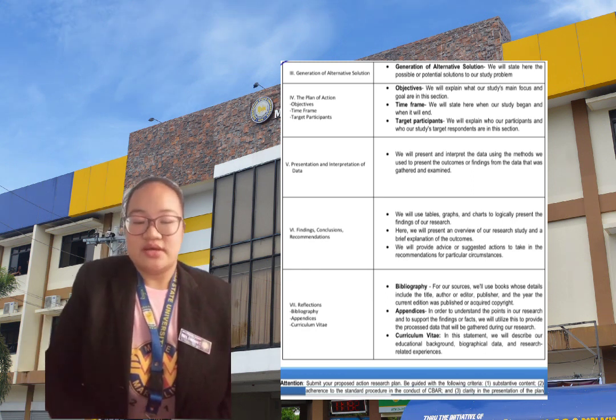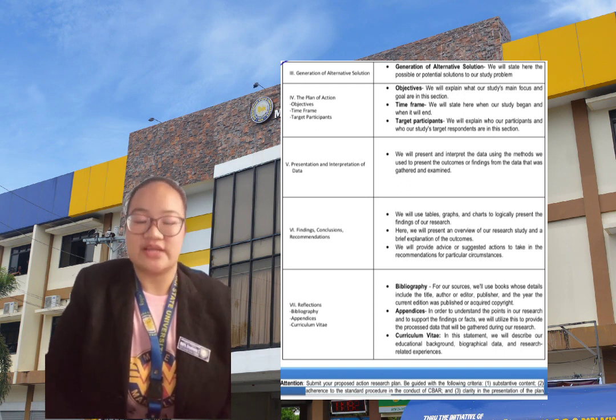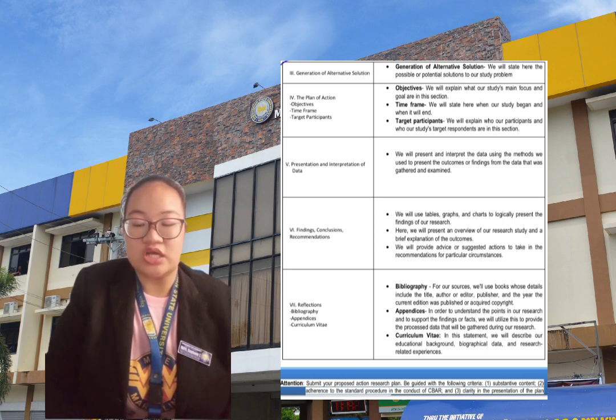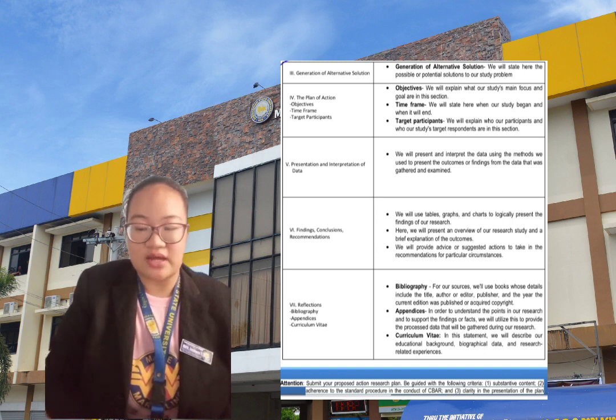Fifth part is presentation and interpretation of data. We will present and interpret the data using the methods we use to present the outcomes or findings from the data that we gather and examine.